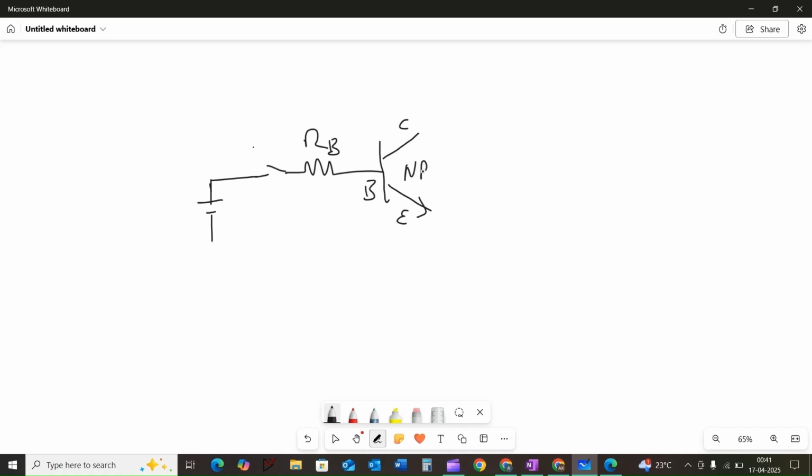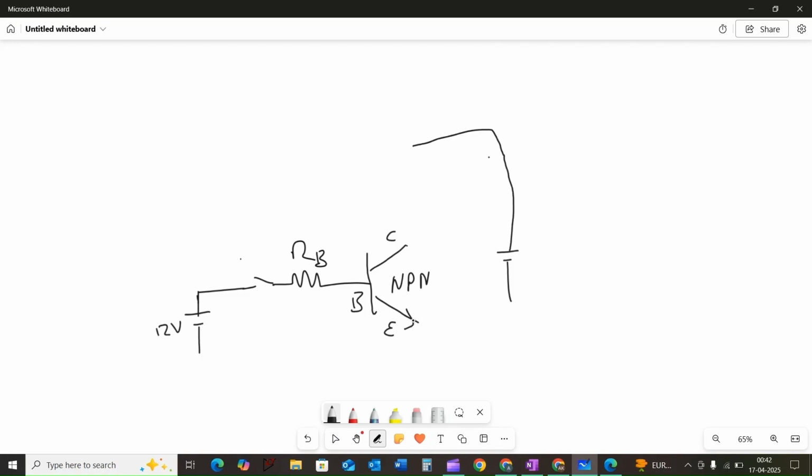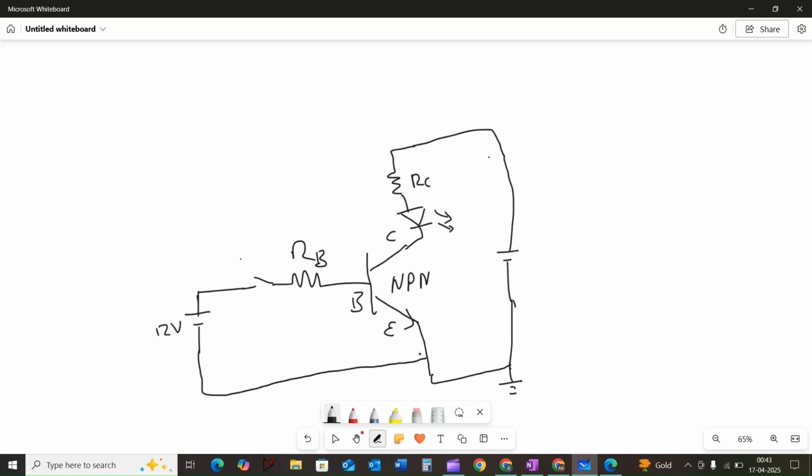This is an NPN transistor. Similarly, there is a 12 volt battery connected to the collector terminal and the emitter terminal of the transistor through the collector resistor RC, and there is an LED in it, and the negative terminal is connected to the emitter terminal. We can represent the LED as D1. This is also 12 volt.